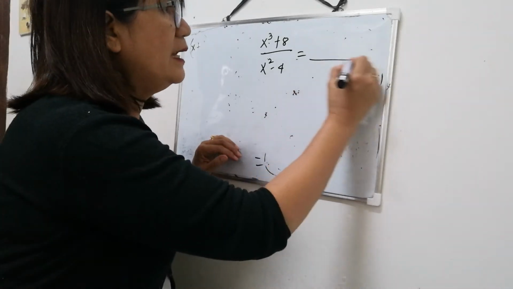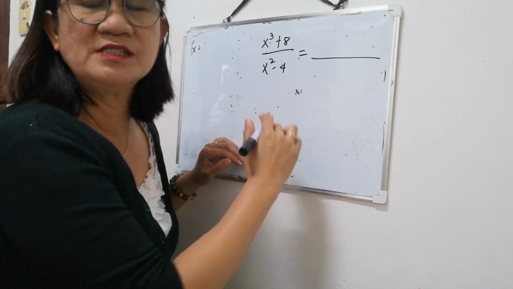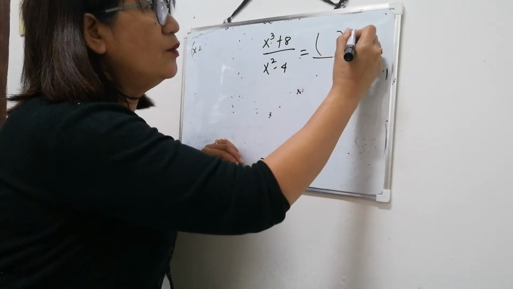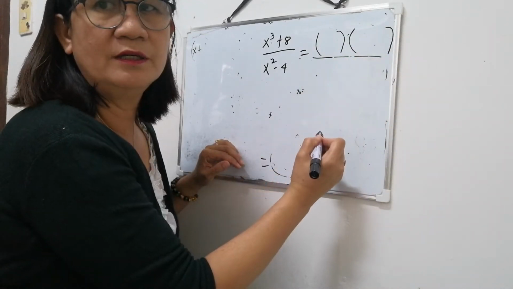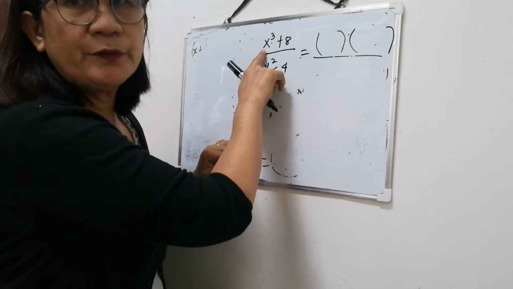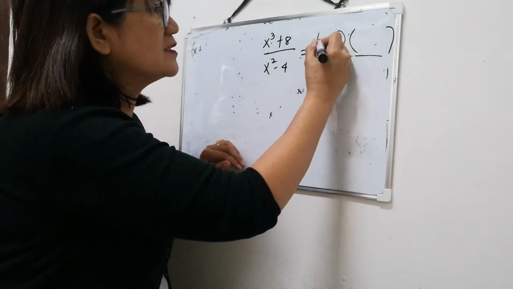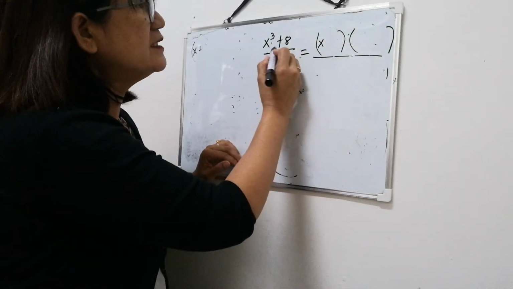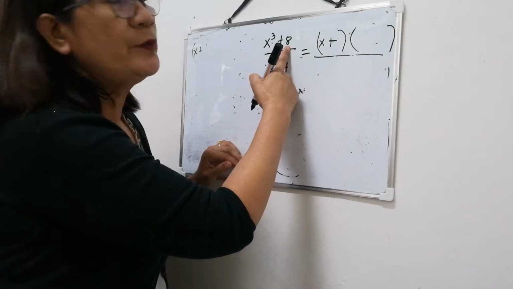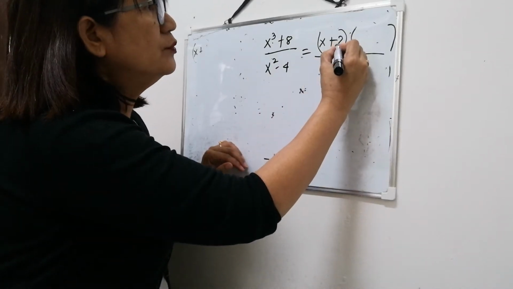Okay? Tandaan natin ha, yung magiging factors nito dapat dalawa. One binomial factor and one trinomial factor. So, how to get the binomial factor again? Get the cube root of x cubed. So, that is x. How about the sign? Plus. Kasi plus yung gitna natin dito. Get the cube root of 8, we have 2.